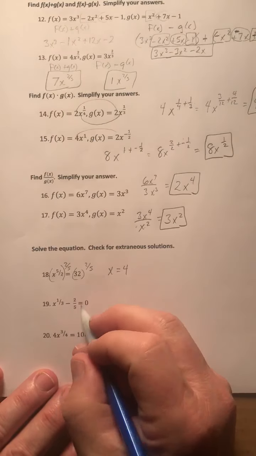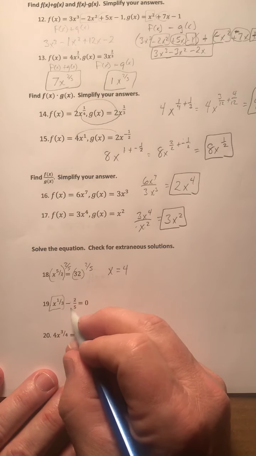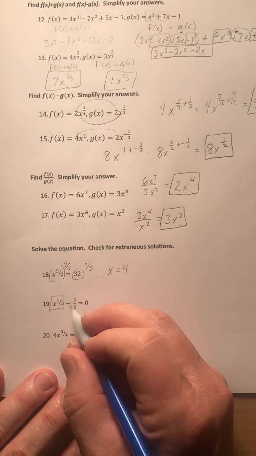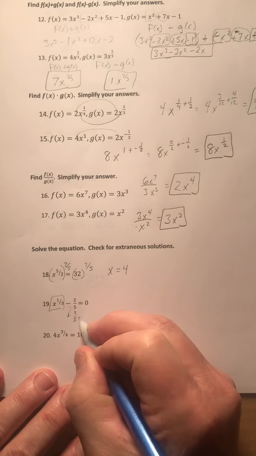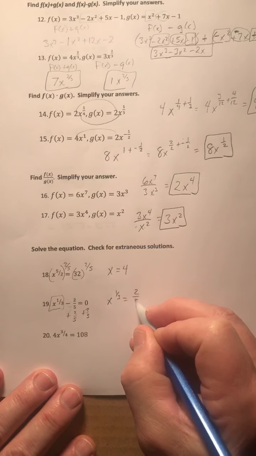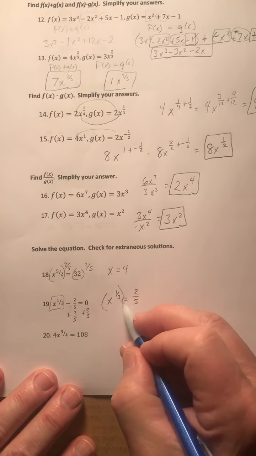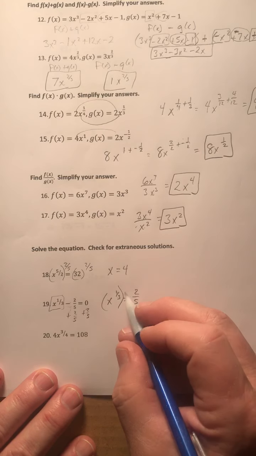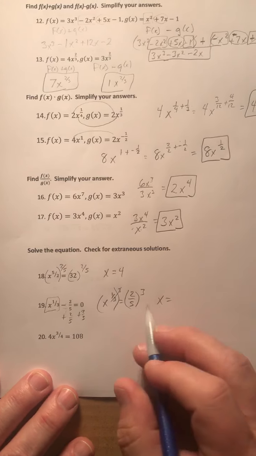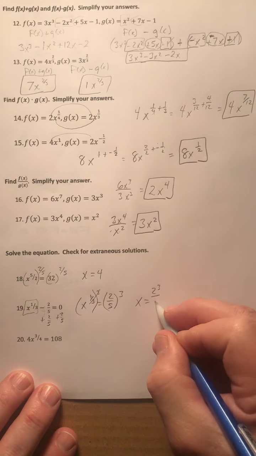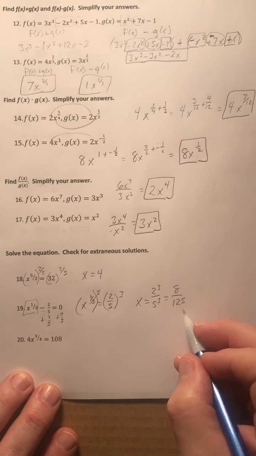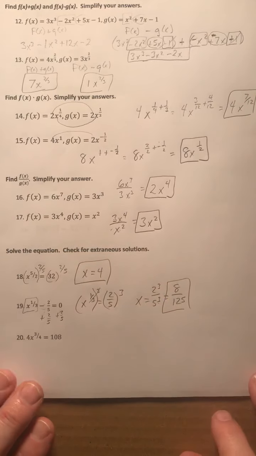Next one. First thing we have to do is isolate this, so we have to get rid of this. So I add 2/5. Now I have x to the 1/3 equals 2/5. Now we get rid of that 1/3 by, again, doing a reciprocal. The reciprocal of 1/3 is 3/1, which is just 3. So they cancel out, and I get x equals 2 to the 3rd over 5 to the 3rd. 2 to the 3rd is 8. 5 to the 3rd is 125.